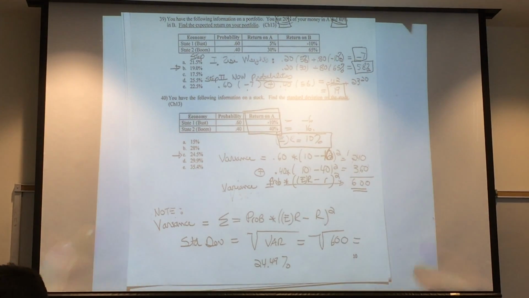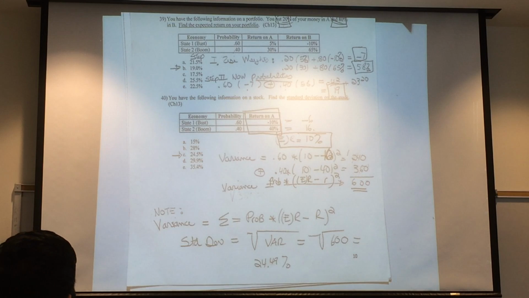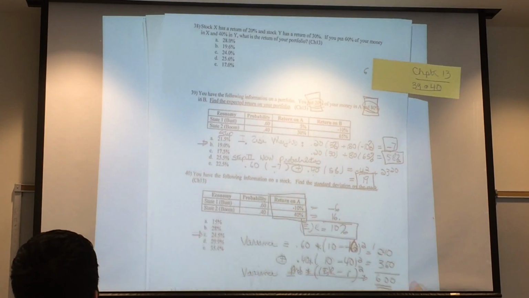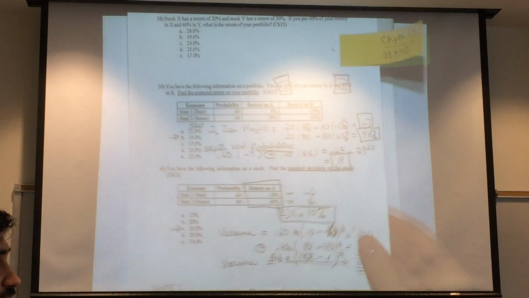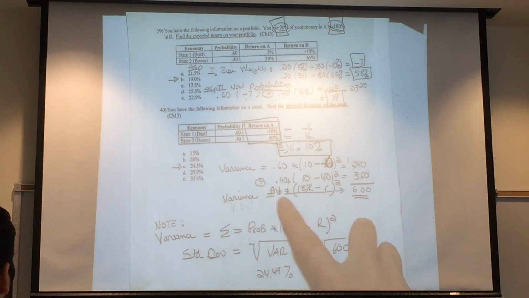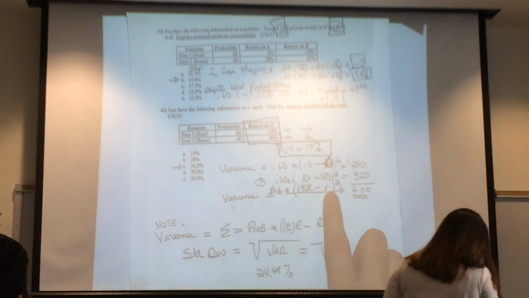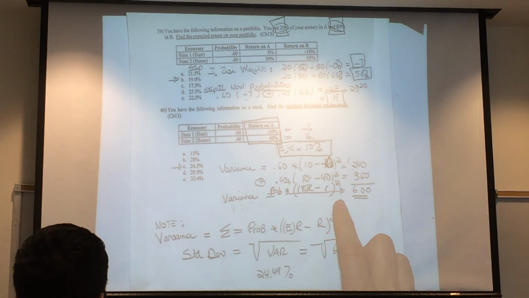If I ask you what the variance is, and then I say, how would you calculate the standard deviation? Is that simple enough? Is that 10 minus -10? Yes, because the formula is this right here: it's the probability times the expected return minus the return for that state, squared. See that? Isn't that the outcome minus the expected outcome, squared?